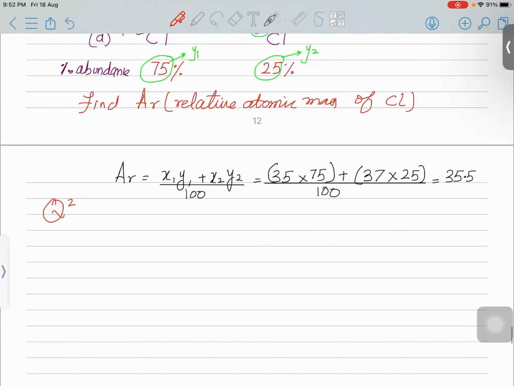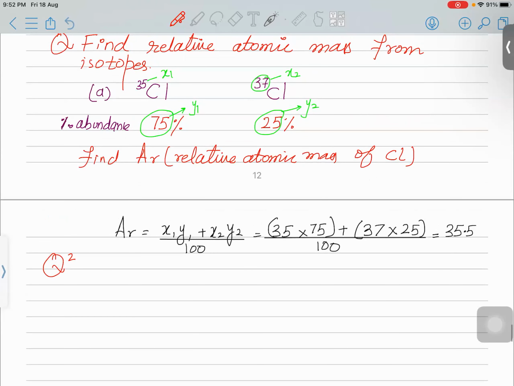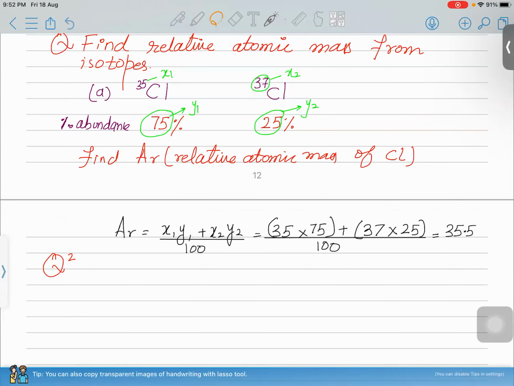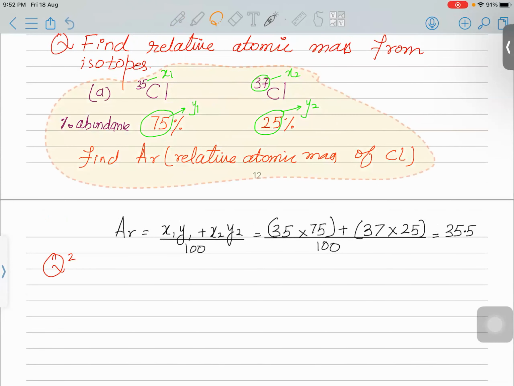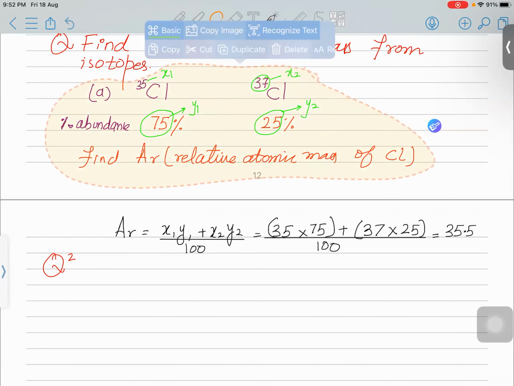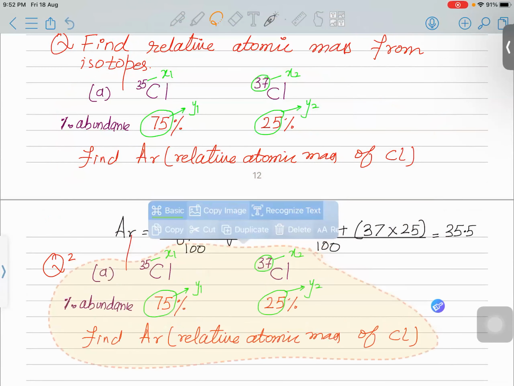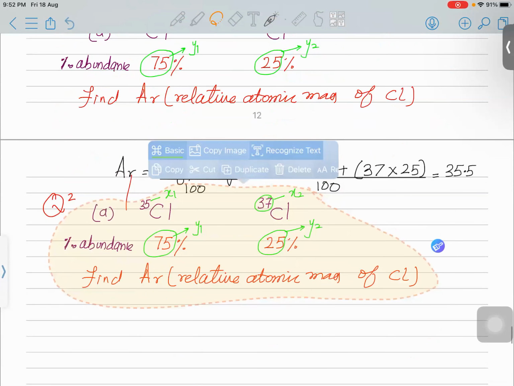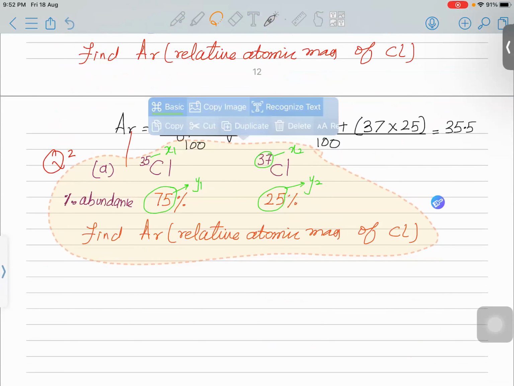Sir, I have a question. What if there are more than two isotopes of an atom? Then what will happen to x1 and x2? Same. If you have more than two, you multiply x1 y1 plus x2 y2 plus x3 y3, and so on. Oh, okay, sir. You just multiply it.